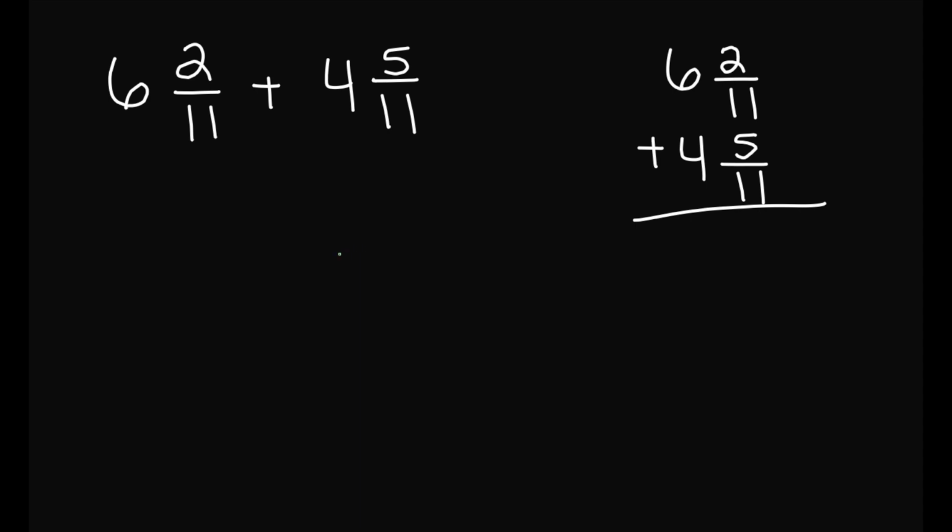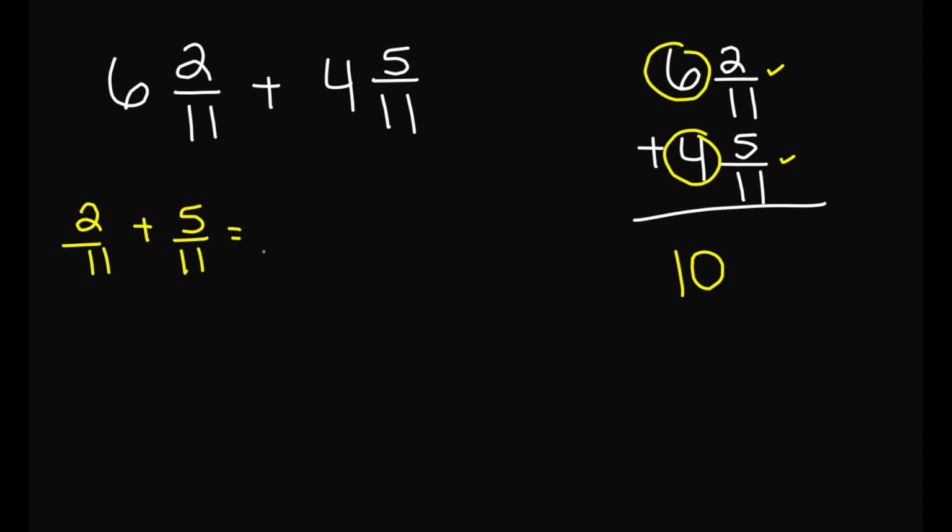Let's look at this example here. So first I'm going to add my 6 plus my 4. This is going to give me 10. And then I'm going to add 2 over 11 plus 5 over 11. Since my denominators are the same, which are 11, I'm going to go ahead and add my numerators. So 2 plus 5 is going to equal 7, and that's going to be over 11. So 2 over 11 plus 5 over 11 is going to equal 7 over 11. Since I cannot simplify any further, and I do not have any improper fractions, this is your final answer here.